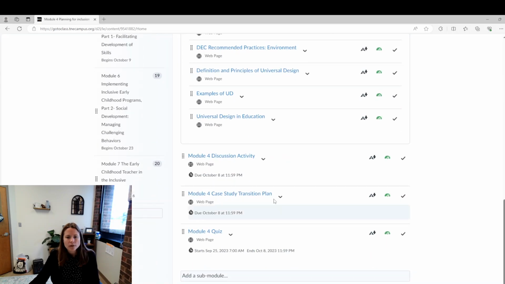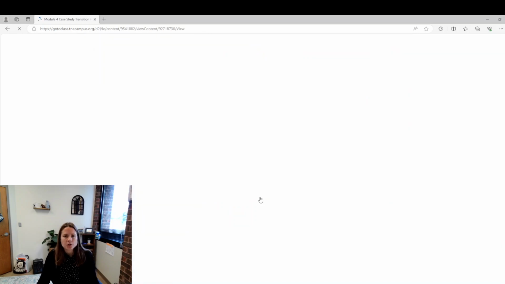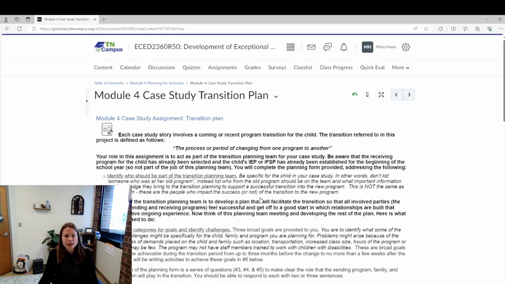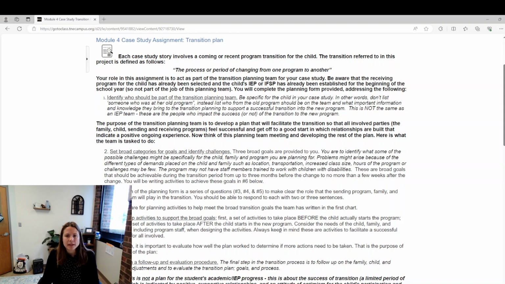The other one I want to look at is more of your project work with your case study child. Okay, so for this, we talked about how you're going to have a transition plan. So normally what happens is this means that the child's either going from a home base to a school or Head Start, or maybe they're going from Head Start to an actual public school like kindergarten. So what your role is, you have to be a member on this team to support that child, right, in your case study.